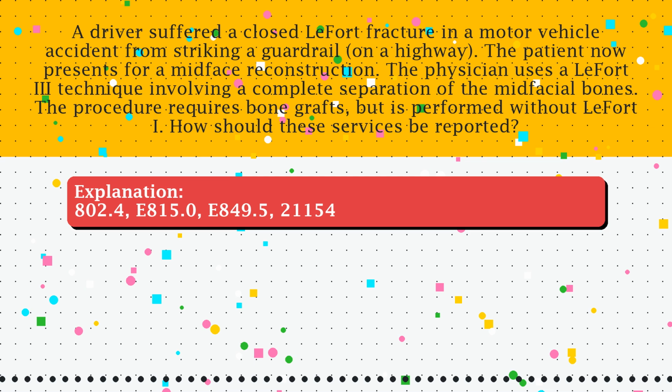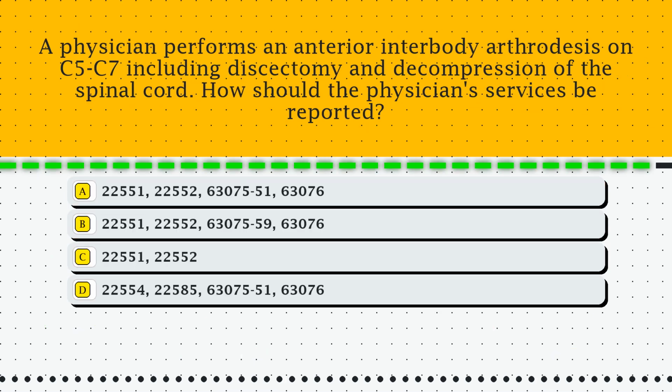Question 48. A physician performs an anterior interbody arthrodesis on C5-C7 including discectomy and decompression of the spinal cord. How should the physician's services be reported? Option A, 22,551, 22,552, 63,075 to 51, 63,076.